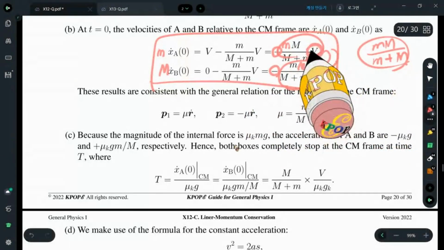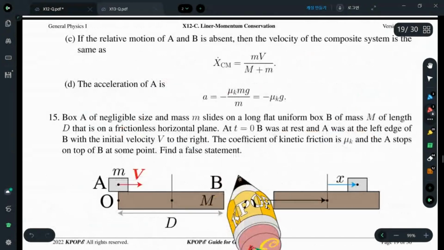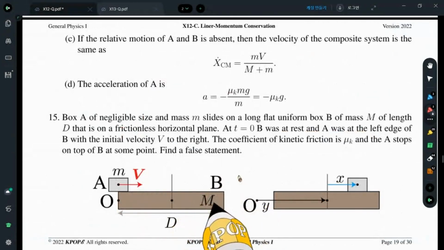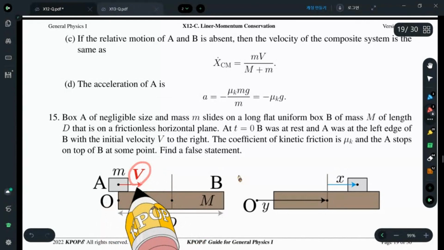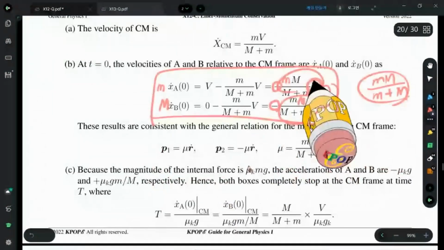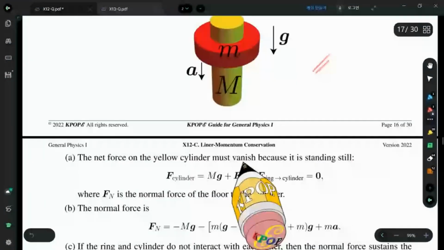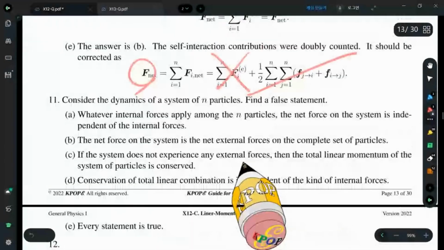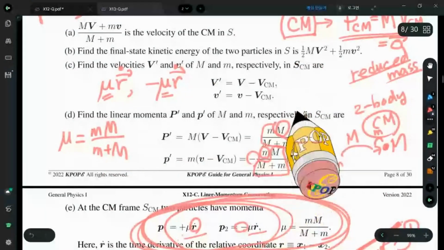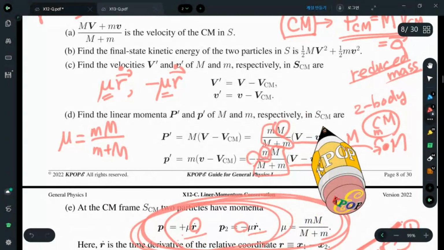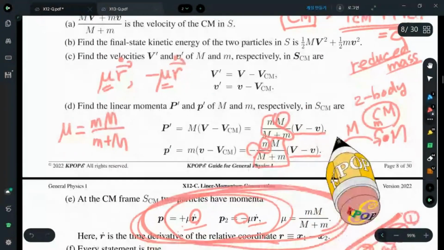Here, this is capital V. Why does only the capital V appear? It was at rest. The relative velocity between the two objects is always the same in a non-relativistic problem. So initially the relative velocity was capital V. That's the reason why we have this V rather than capital V minus small v, which appears in the rather complicated, more general problem. However, in the center of mass frame, this one becomes very simple.